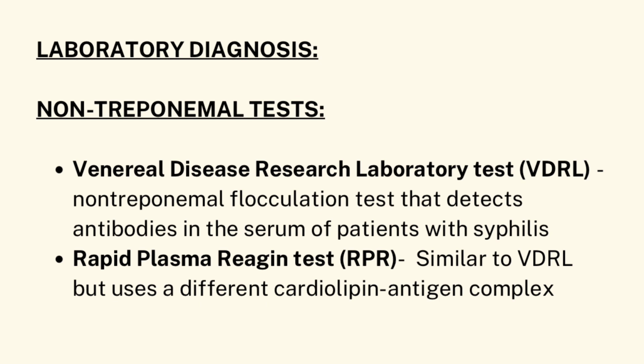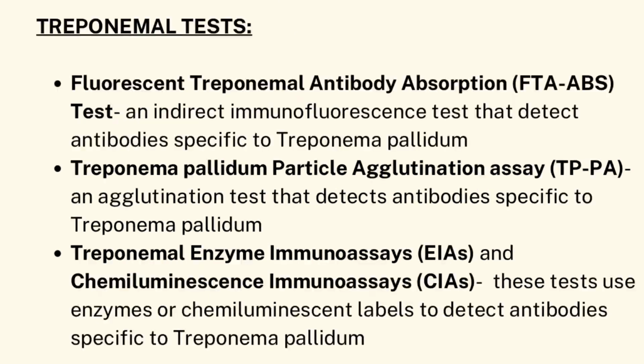Rapid plasma reagin test or RPR test. It is similar to VDRL but uses a different cardiolipin antigen complex. In this test, the patient's serum is mixed with RPR antigen and examined for flocculation. So in both these tests, the results are reported in titers such as 1:4, 1:8, 1:16, and a four-fold increase in titers indicates active infection or reinfection.